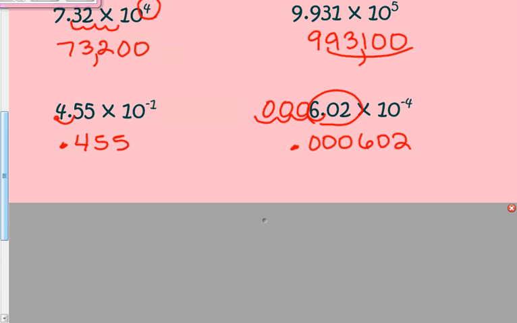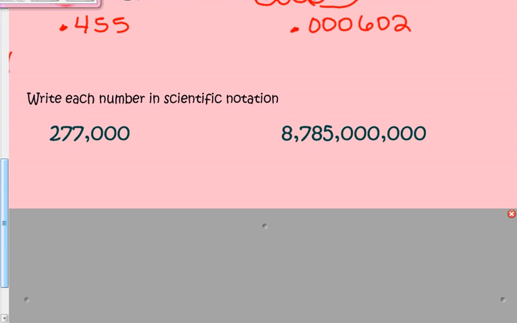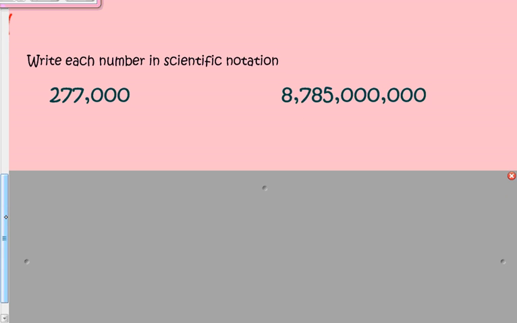Now we're going to review going backwards. So we're going to put each number back into scientific notation. So it's just backwards. If the decimal on any whole number is at the right, you have to move it to where it stops. The number where it stops has to be between 1 and 10. So I'm going to go all the way to right here and stop between my 2 and 7, to where it's 2.77. Any zeros drop off.